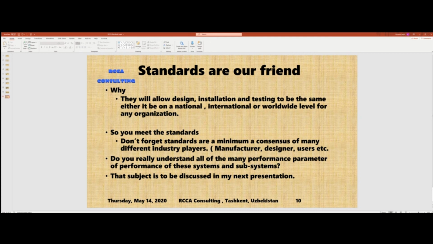One bigger question for a lot of designers and installers out there is, do you really understand all the performance parameters that are in these documents, in these standards? Insertion loss, power sum ACR, attenuation, backscatter, reflectance, all these terms. Do you know what it actually means when you're reading it? So we'll talk about that more in my next presentation.